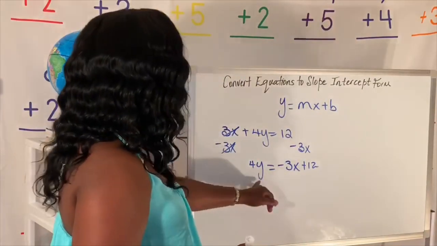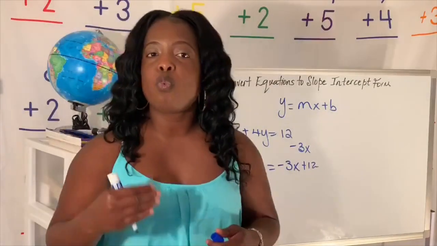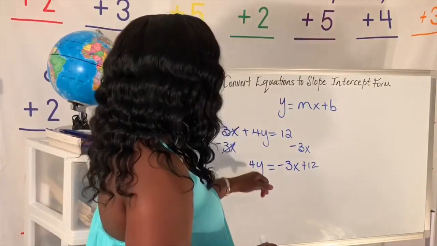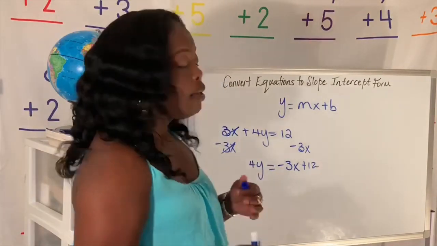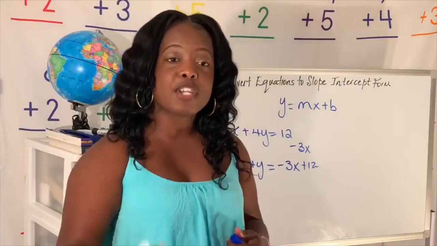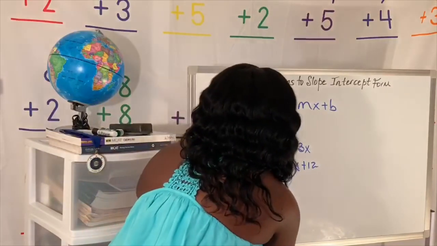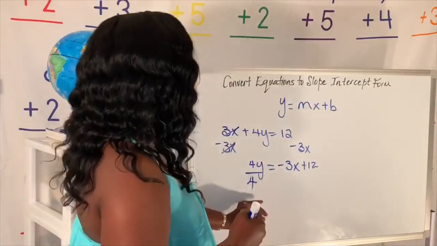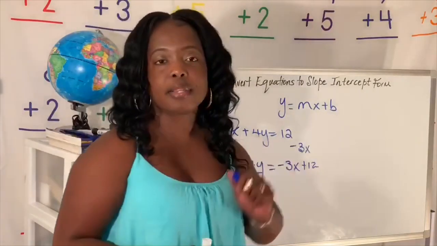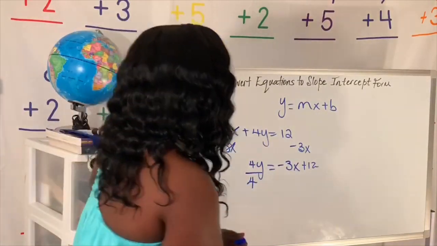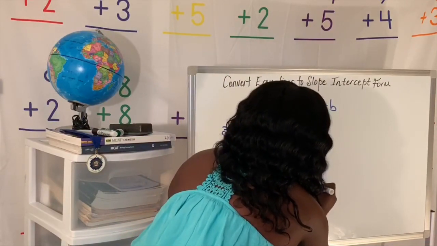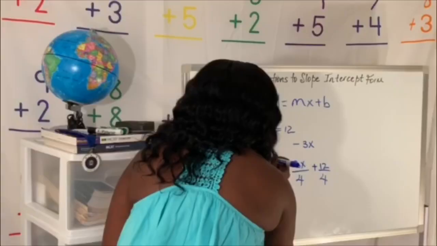So now we have 4y. We're trying to solve for y and not 4y. So again, we're going to do the opposite operation. So we have y multiplied by 4. The opposite of multiplication is division. So we're going to go ahead and divide this term by 4. And like I said before, whatever you do to one side of the equal sign, you have to also do it to the other side of the equal sign as well. So we're also dividing minus 3x by 4 and 12 divided by 4 as well.